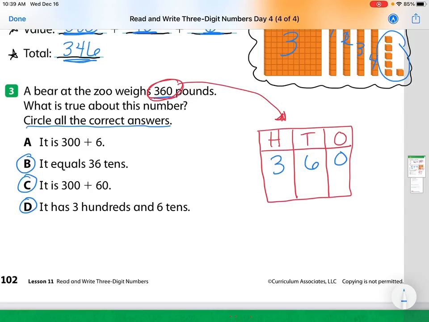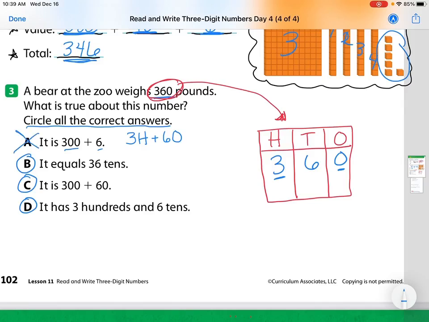Okay, here we go. Our correct answers are B, C, and D. Let's take a look at why A is not correct. A says it's 300 plus 6. That would be the same thing as having 3 hundreds, and I'm just going to put an H for hundreds, plus 6 ones, and I'm just going to put an O for ones. Well, I can look at my chart and I see the 300, so I do have that, but what is in my ones place? I have a 0, so that's why I know that A is incorrect.